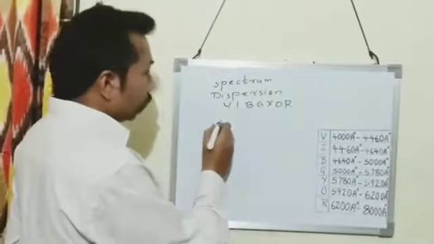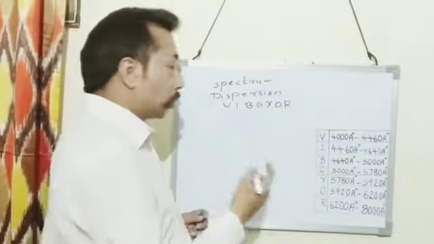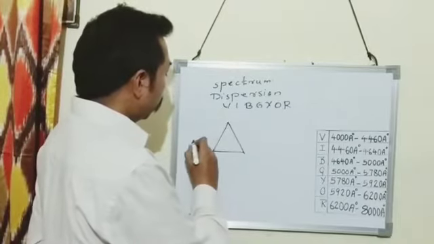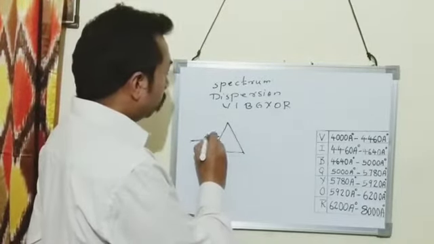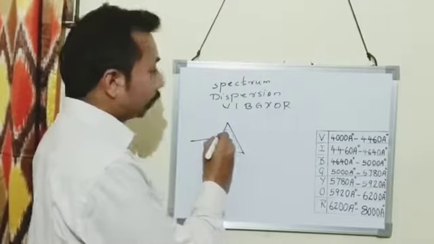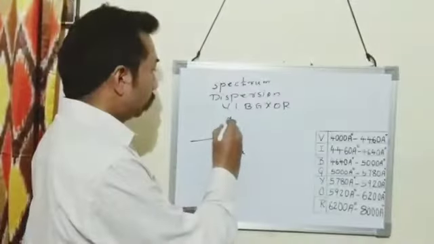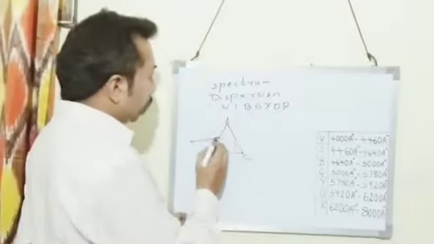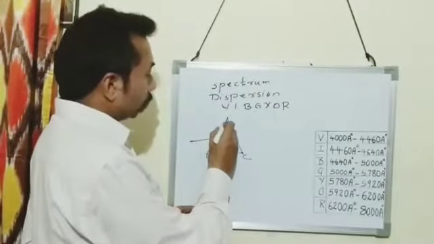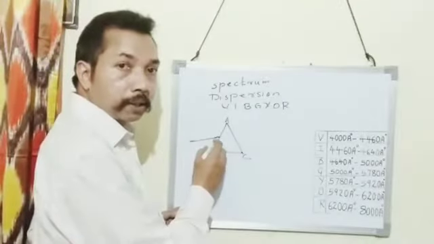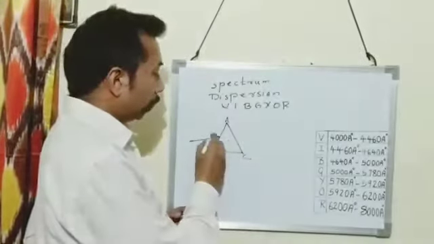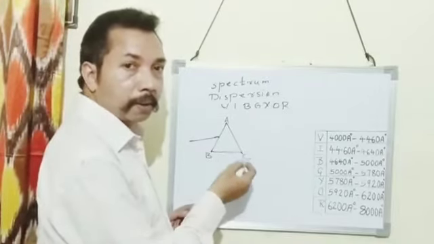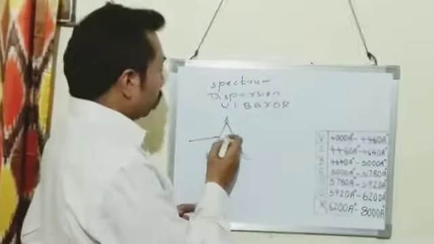In the case of Newton's experiment, he passed a ray of white light through the prism. ABC is the principal section of the prism. This ray of light strikes the surface AB. When the ray of light passes from air to glass, from rarer to denser medium, it undergoes refraction, and the refracted ray bends towards the normal.